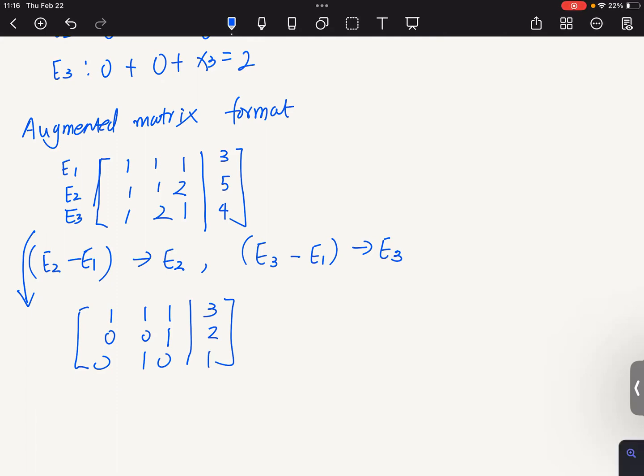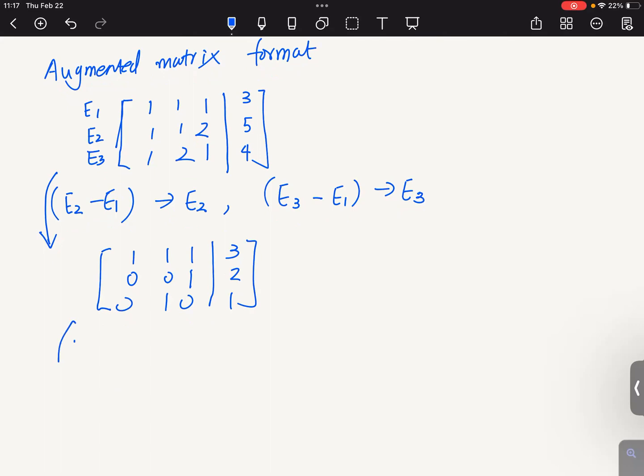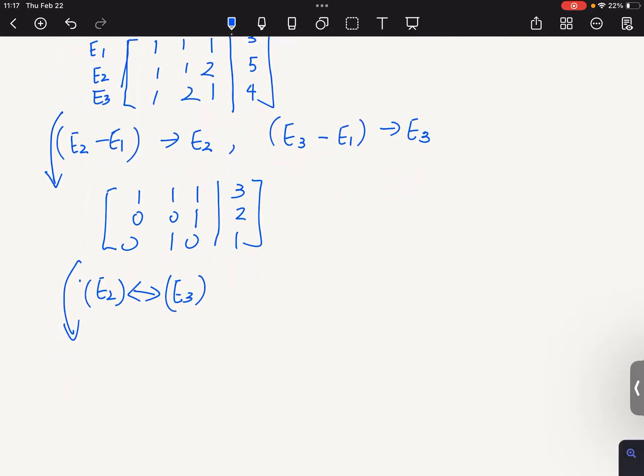This is very nice, but our ultimate goal is to get the upper right triangular form on the coefficient matrix part. So I'm going to exchange row 2 and row 3 here. That's another step we did before, but before, we were working on the linear system of equations format, and here we are working on the augmented matrix format. Now we are going to exchange equation 3 and equation 2, that is row 2 and row 3, and then we got this.